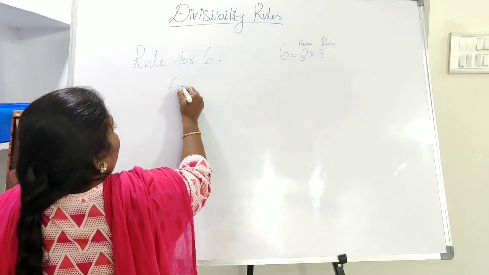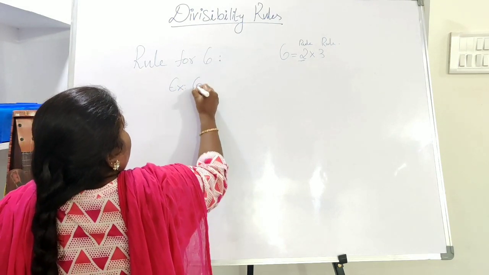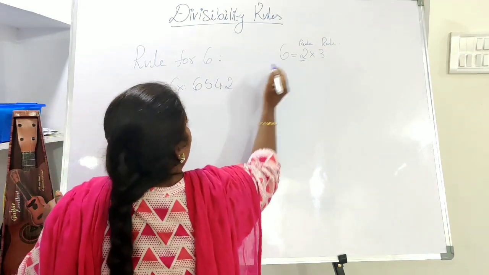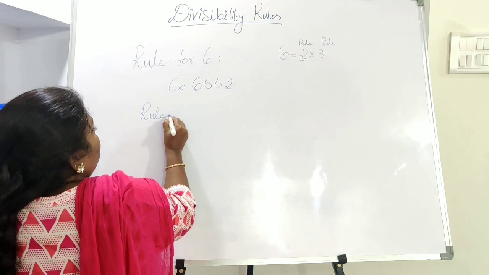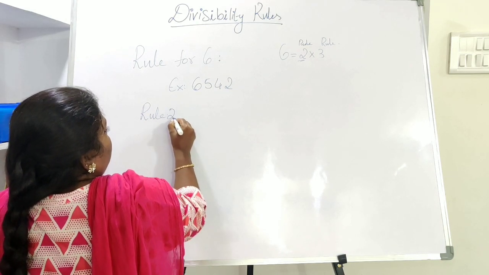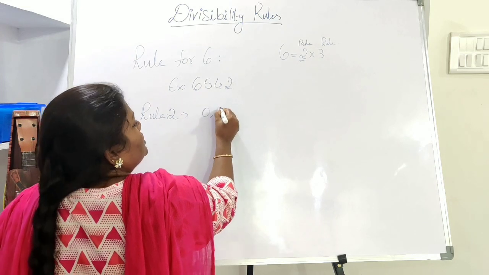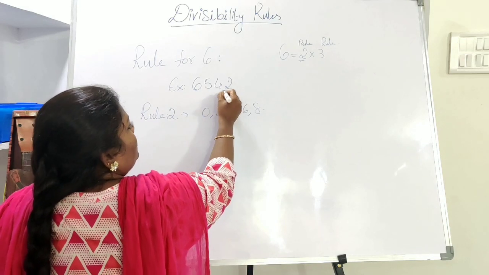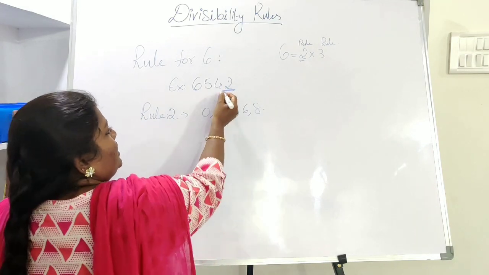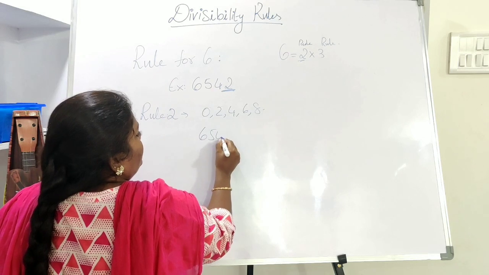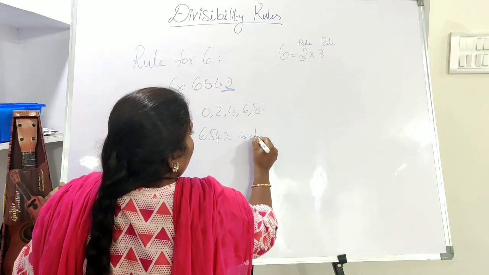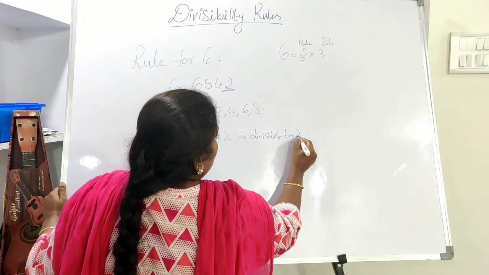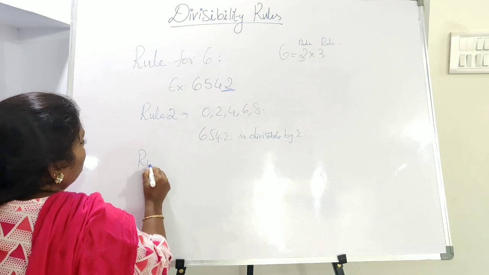Now example, 6, 5, 4, 2. First let me check the rule of 2. Now what is the rule of 2? You should have 0, 2, 4, 6, 8 in units place. Now what do you have over here? You have 2. So that means 6542 is divisible by 2.